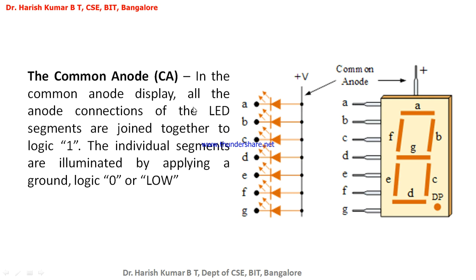All the anode terminals of the LED segments are joined together to logic 1, connected to plus voltage, and individual segments are illuminated by applying logic 0 or low. So if I want to make this particular LED glow, I need to apply logic 0 here, because this is already connected to the plus voltage. This is the common anode, and in our lab experiments we will be using a 7 segment display which is a common cathode.